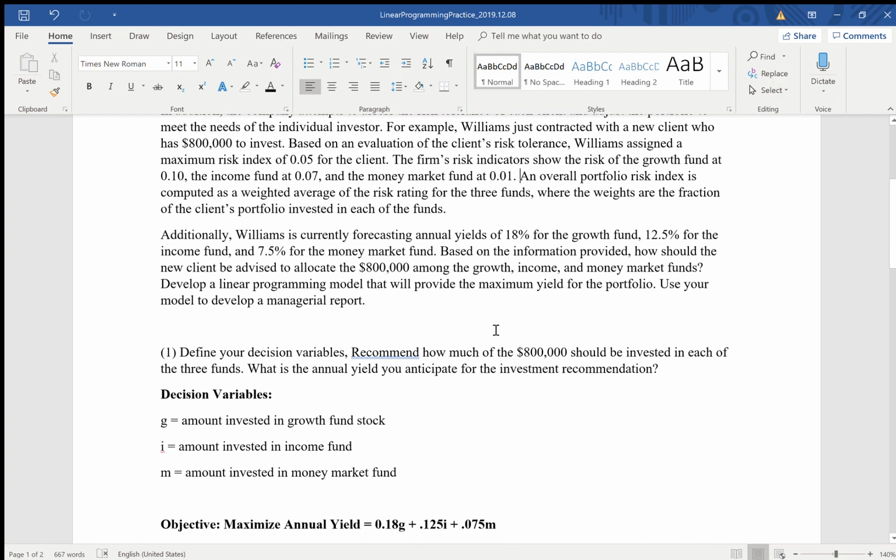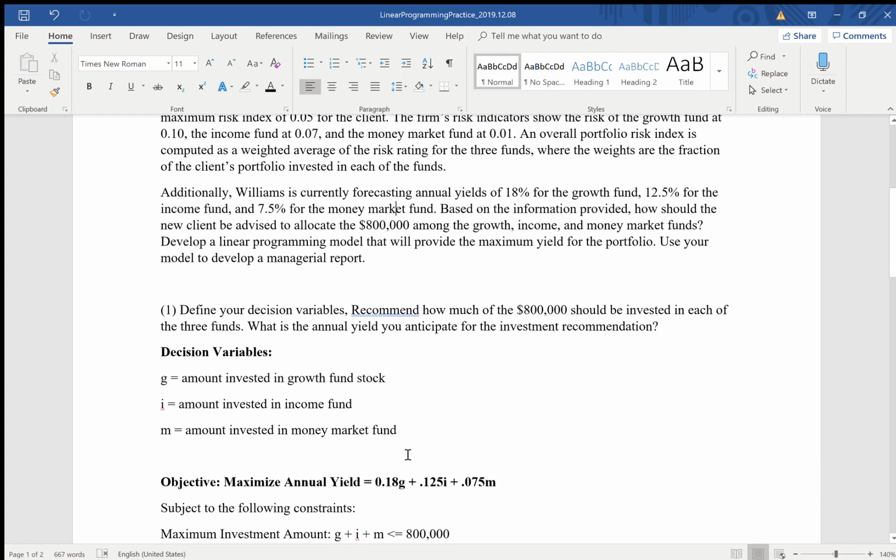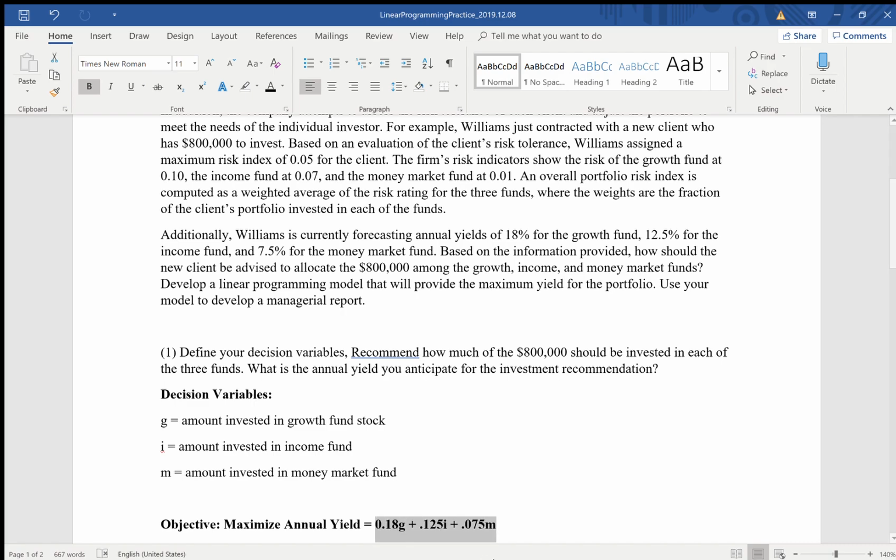All right, so your objective, like I mentioned, is to maximize the annual yield, or your annual return on investment. And how I got these particular values, I believe, is right here. So the yield for growth is 18%, the yield for income is 12.5%, and the yield for money market fund is 7.5%. So you obviously have to translate that from a percent into a decimal in order to be able to calculate the annual yield.